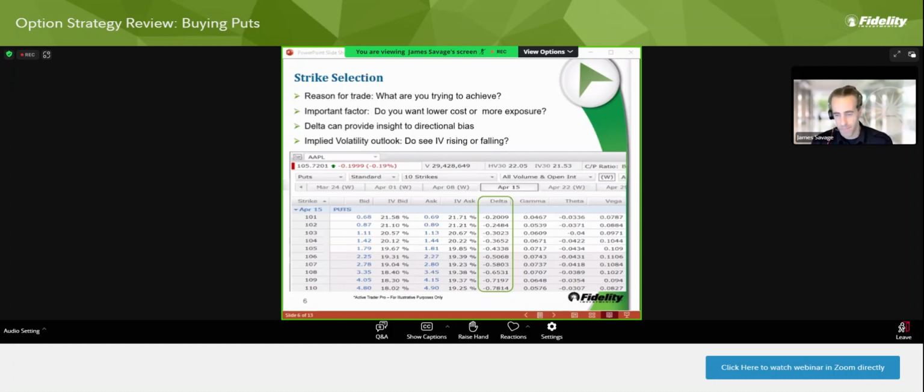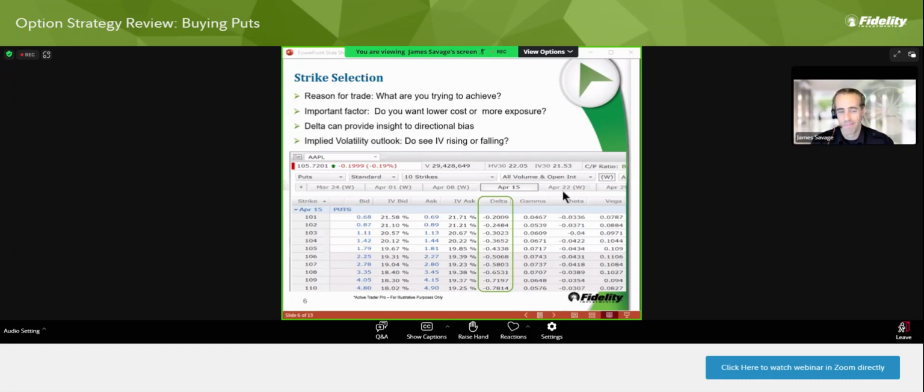Now, another important component here, it's not highlighted, but it's this idea of theta. And we'll talk a little bit more about that when we discuss the expiration selection. But this just lets us know how much money we would expect to lose just due to the passing of time. So with all else being equal, how much value will be eroding from this contract.